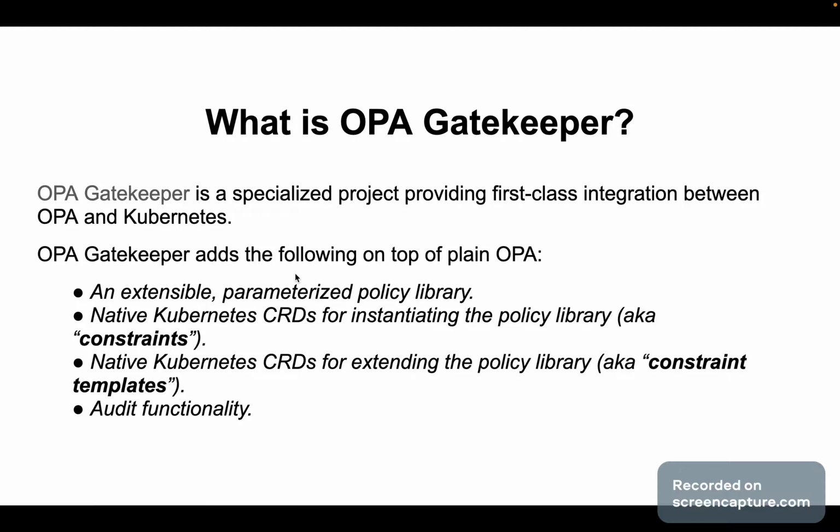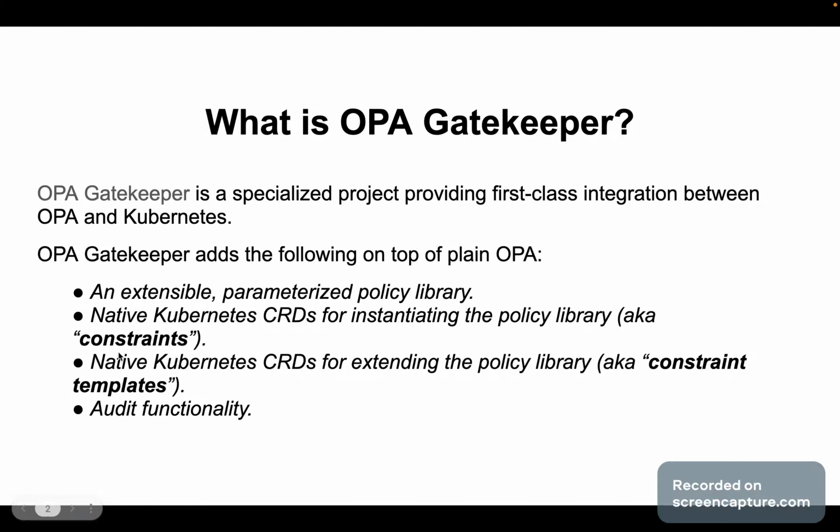So, what is OPA Gatekeeper? OPA Gatekeeper is a specialized project providing first class integration between OPA and Kubernetes. OPA Gatekeeper acts as a bridge between OPA and Kubernetes, and it has the below components in its architecture.